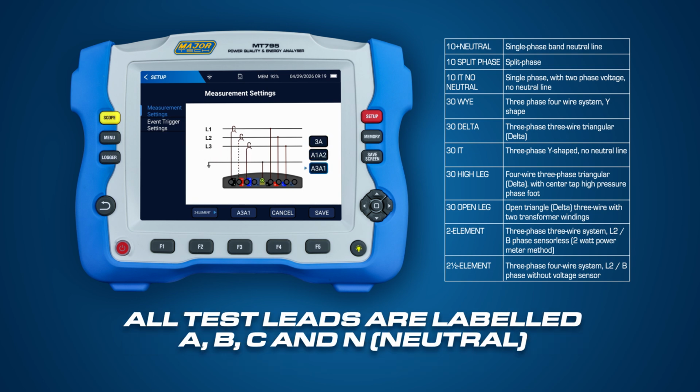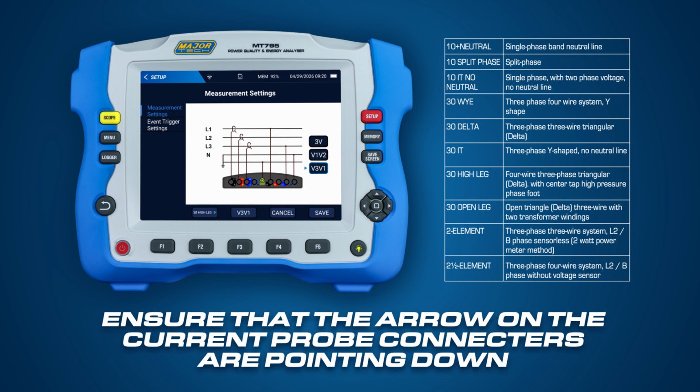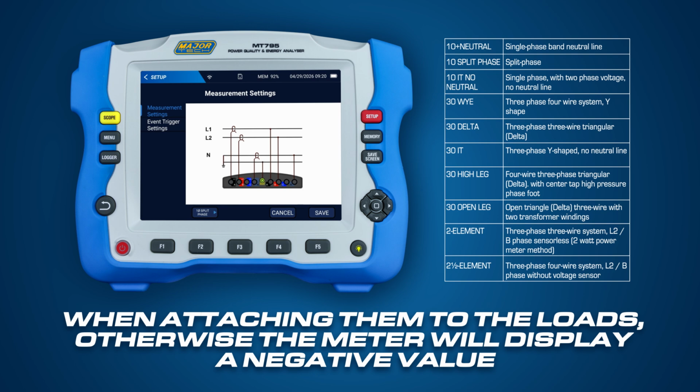All test leads are labeled A, B, C, and N. Ensure that the arrow on the current probe connectors are pointing down when attaching them to the loads. Otherwise, the meter will display a negative value.